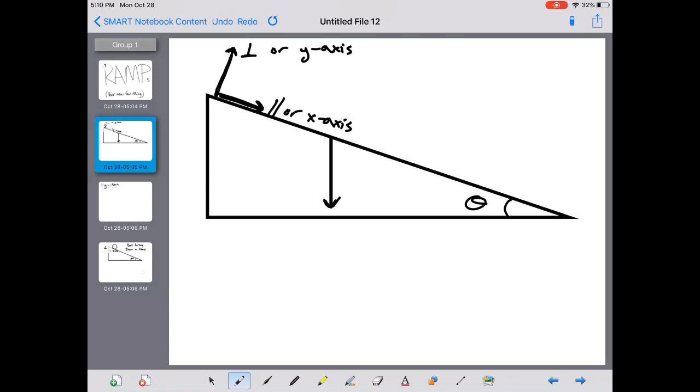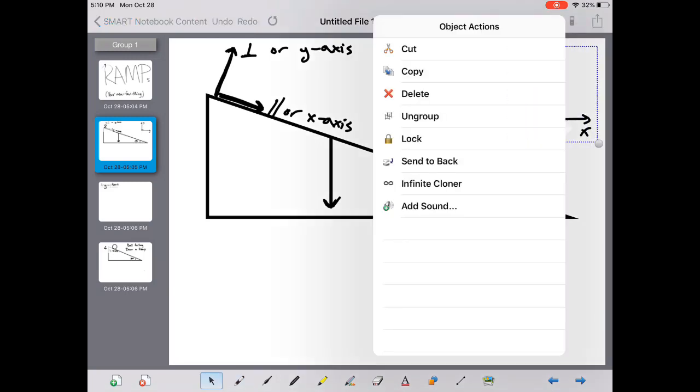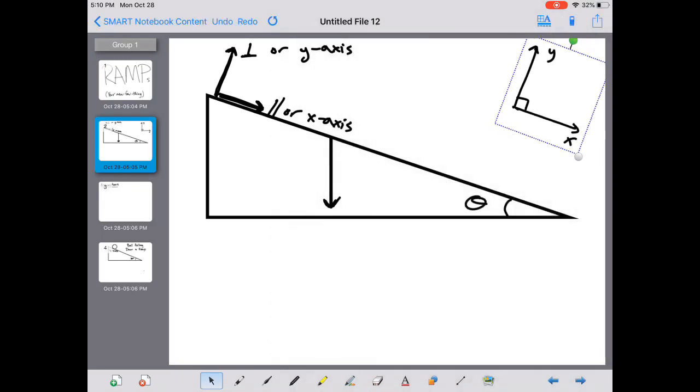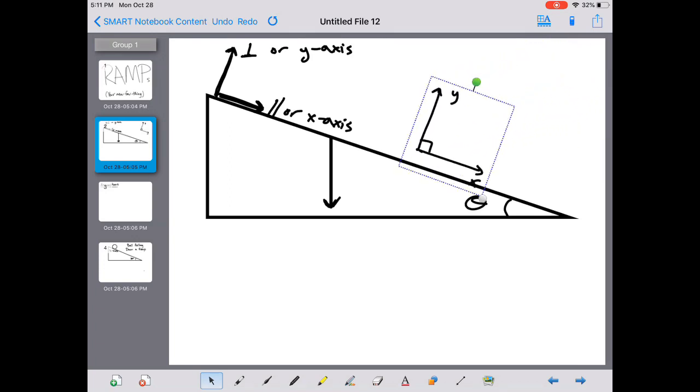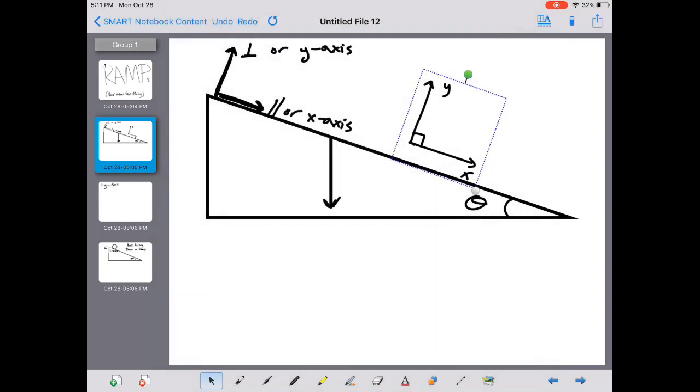This is different from what we normally see. Normally we have this coordinate plane right here. There's that right angle. Here's my x-axis. Here's my y-axis. All we're doing is we're taking this, and I'll try to make this as clear as I can, and we're rotating it. So really we could rotate this however we wanted. All I'm doing though is taking this and rotating it so that it lines up with my ramp.